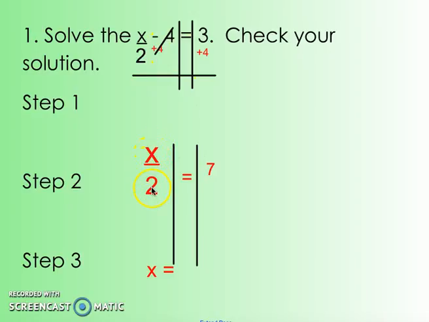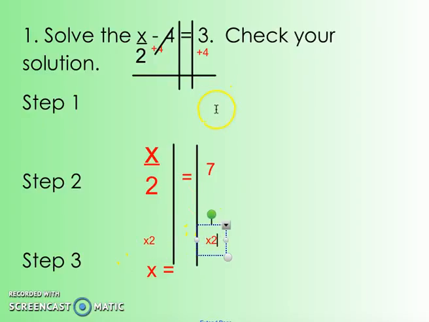I have x divided by 2 is equal to 3 plus 4, which is 7. And so what I have now is my step number 2. I need to get rid of this 2. And if I have x divided by 2, I need to do the inverse, the opposite. Well, what's the opposite of division? Multiplication. So I am going to multiply both sides by 2.